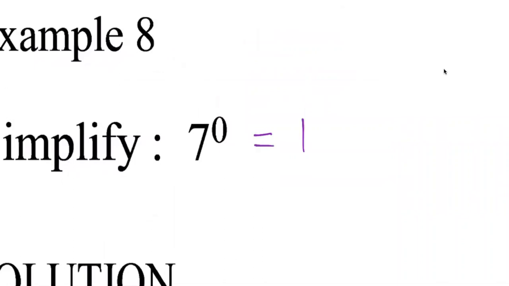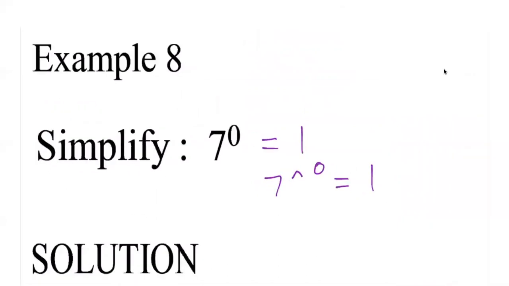And you can try this on your calculator too. If you do 7 and you press that little caret key, which looks like an upside down V, and you press 0, you will also get 1. So if you want to try that out on your calculator, go ahead.